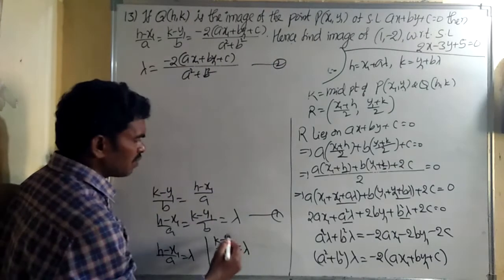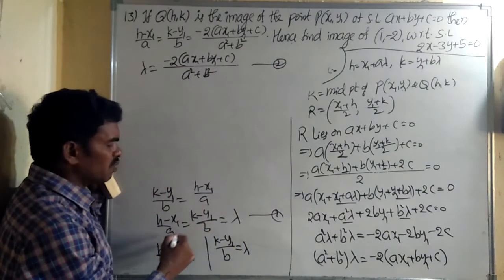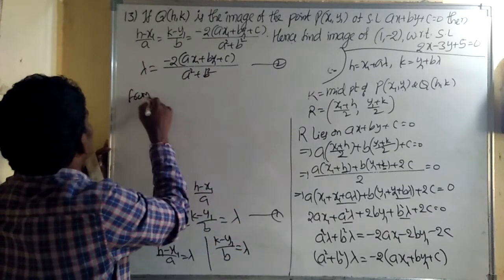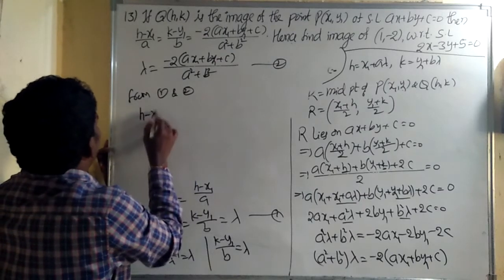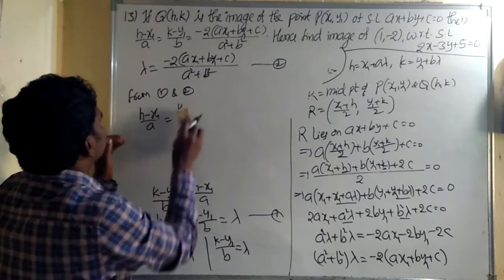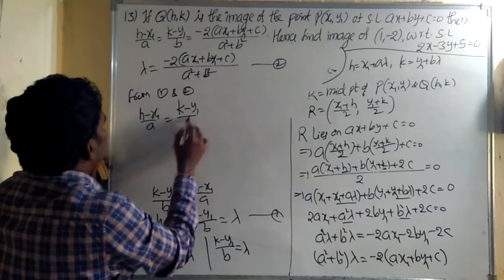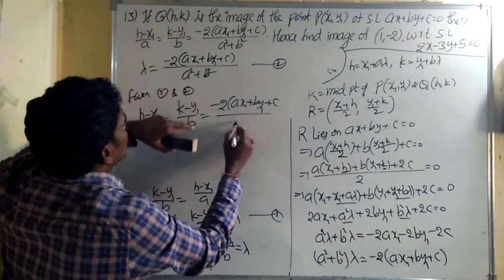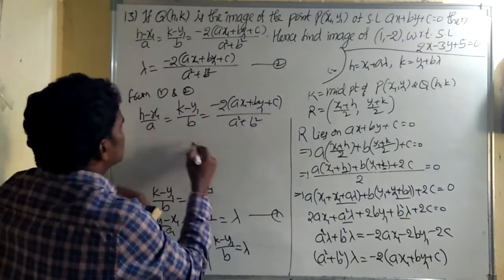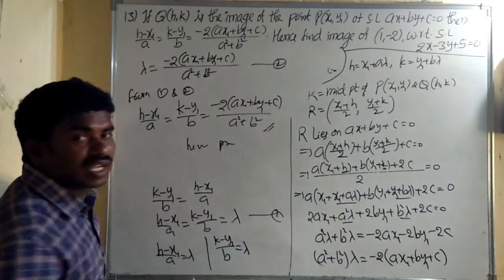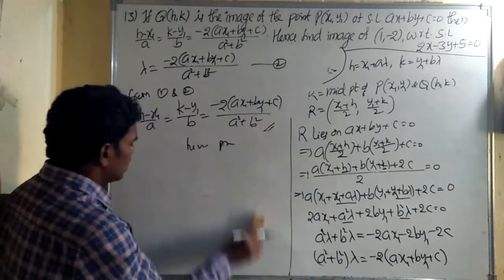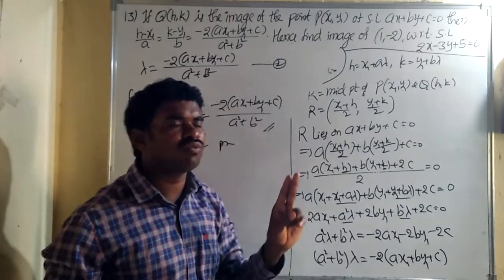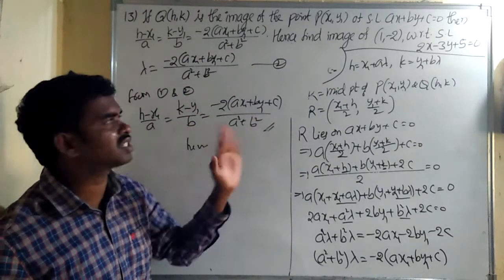This is equation 2. See, from equation 1, (h minus x1) by a equals (k minus y1) by b equals lambda. From equation 2, lambda equals so and so. Therefore, from 1 and 2, we can write (h minus x1) by a equal to (k minus y1) by b equal to minus 2 of (ax1 plus by1 plus c) by (a square plus b square). Hence proved. Am I right? Yes. Then what? See, in the exam, if you solve up to here, you will get only 5 marks, because for the next question we have 2 marks. So totally 5 plus 2, 7 marks, this question is.